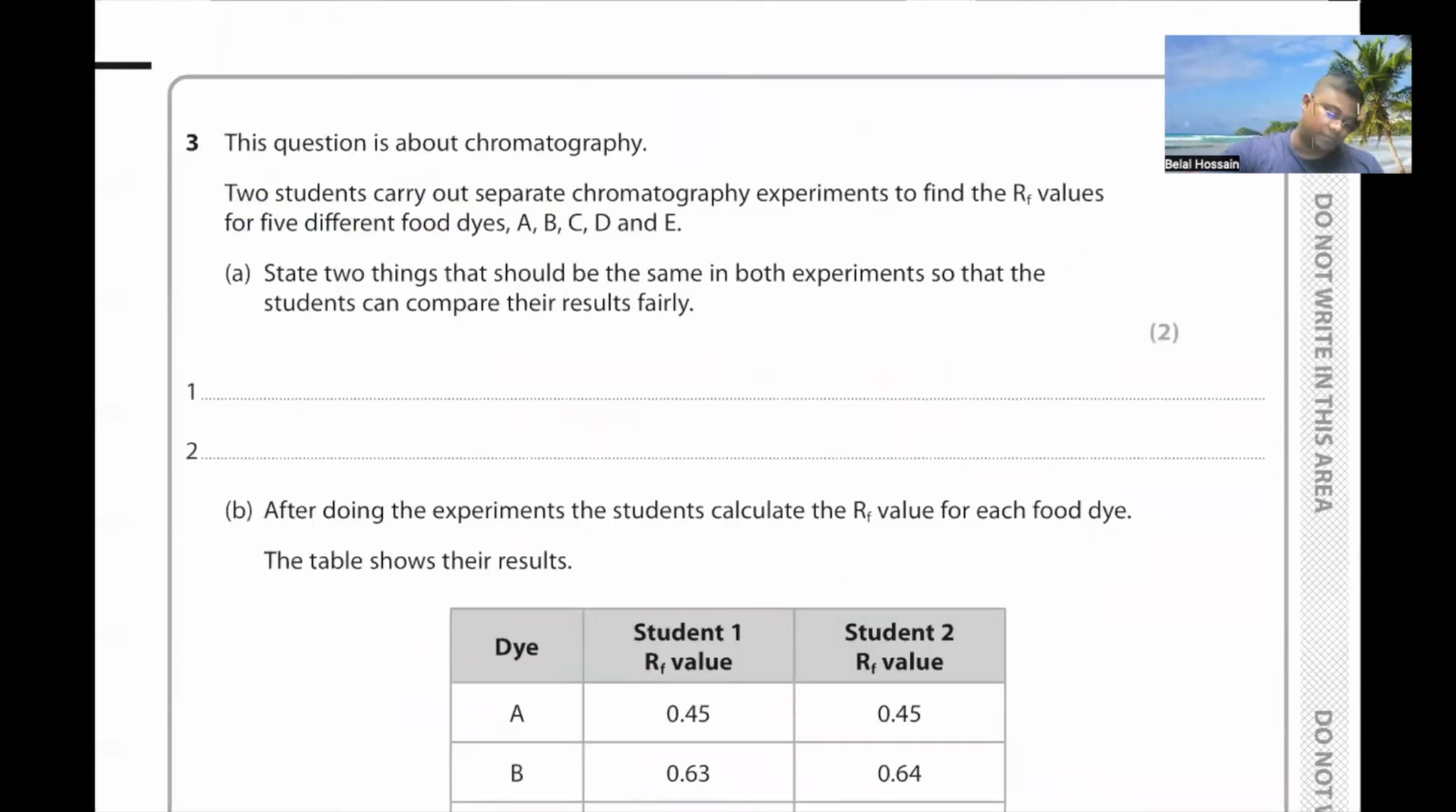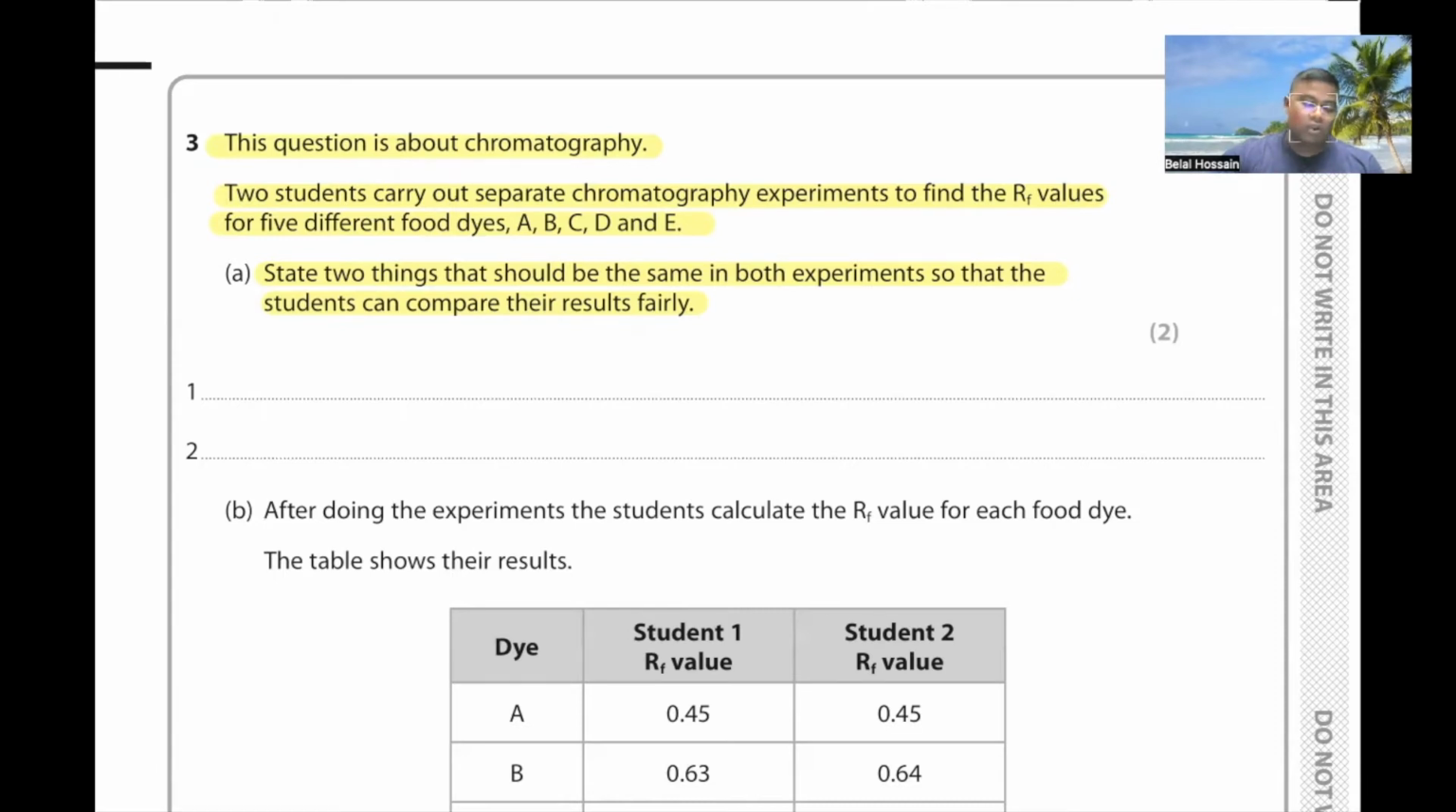Question number 3. This question is about chromatography. Two students carry out separate chromatography experiments to find out RF values for 5 different food dyes A, B, C, D, and E. State 2 things that should be the same in both experiments so that the students can compare their results fairly. So obviously, in order to do a chromatogram, we can use many different types of solvents. But in order for a fair comparison between the two students' results, they must use the same solvent.